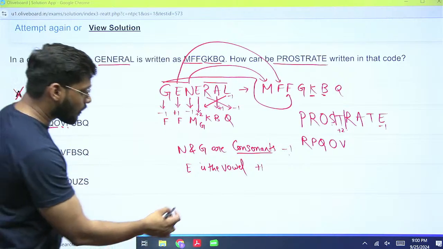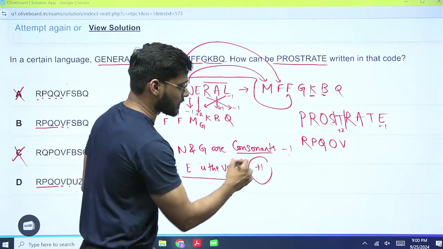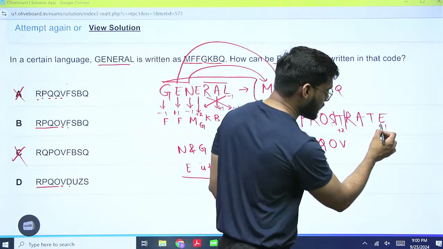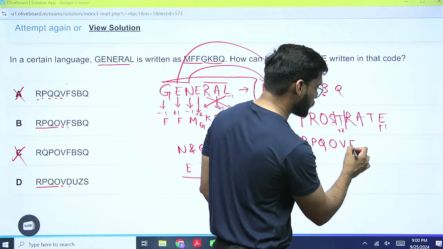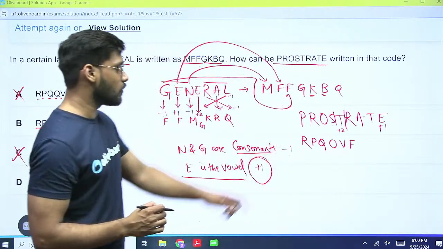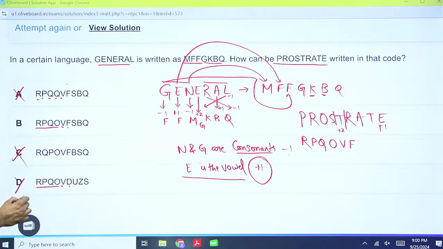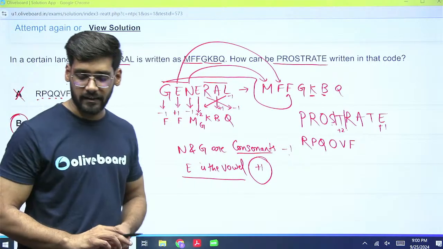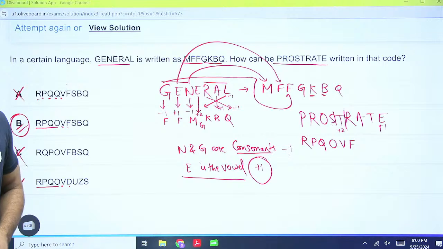Let's see. In the vowel, we are using +1. So E +1 will give us F. R, P, Q, O, V, F. So option D is also eliminated. Option B is the only right answer. R, P, Q, O, V, F, S, V, Q. You can check it.